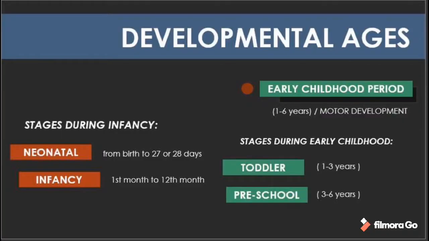And an example in social development is that the baby knows how to make eye-to-eye contact with the people around. So, the stages during the infancy period. The first one is neonatal, from birth to 27 or 28 days. The second one is infancy, from the first month up to 12 months of an infant.